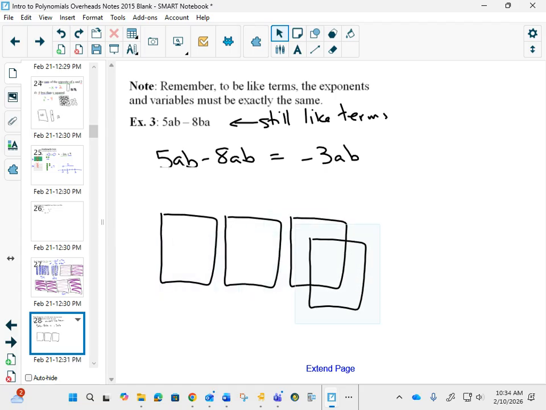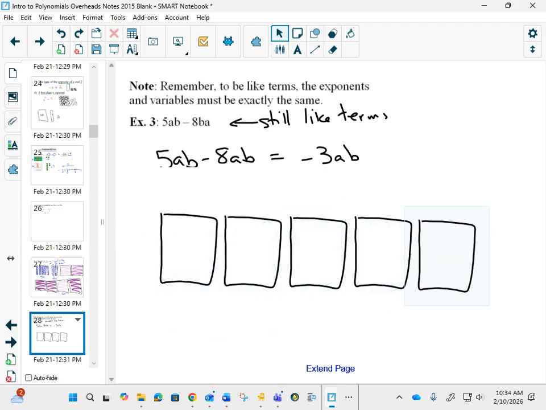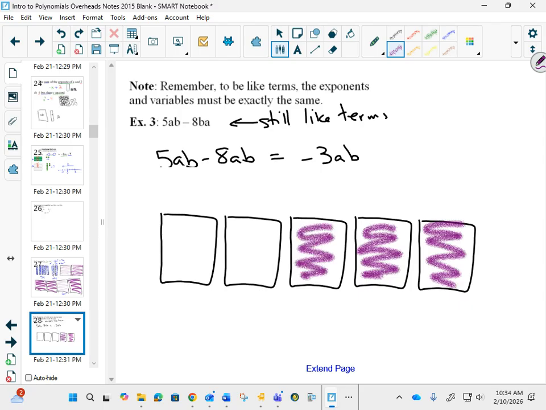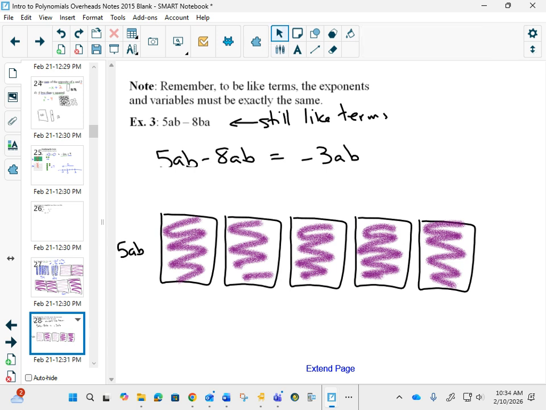5 ABs. Would I shade them in? Yes. Get my crayon out. 1, 2, 3, 4, 5. I just made up a new algetile. This would be 5 ABs. Then I need to minus 8 of them.